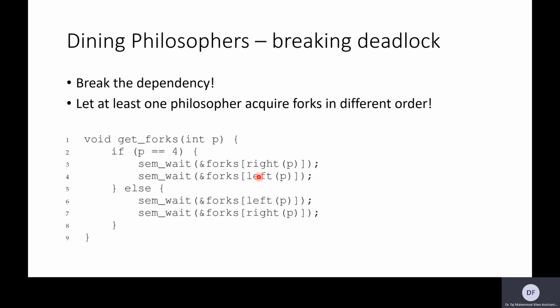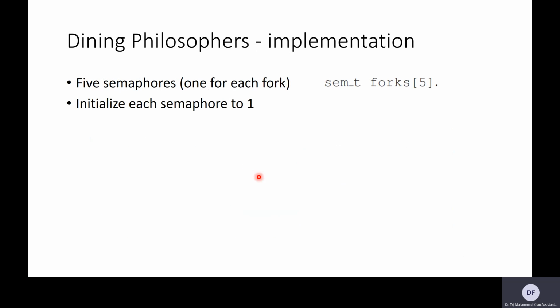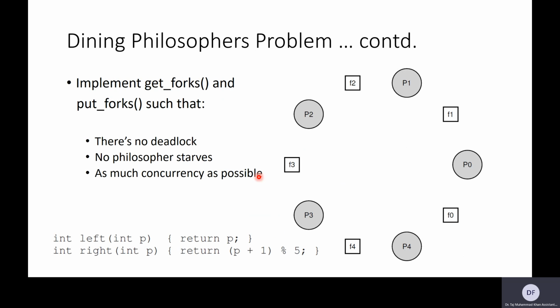Okay, so this way we will basically break the dependency. So if we go and see this situation, P0 acquires f0 and gets descheduled. P1 acquires f1 and gets descheduled. P2 acquires f2 and gets descheduled. P3 acquires f3 and gets descheduled.